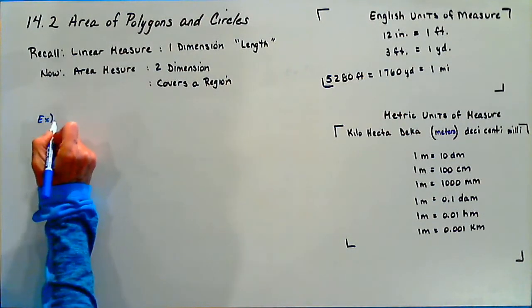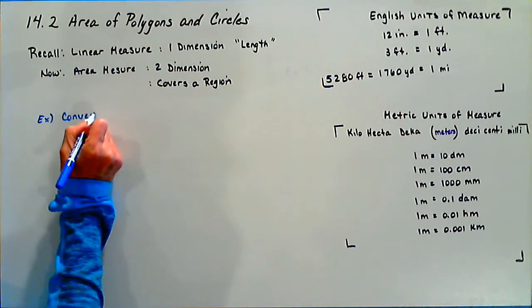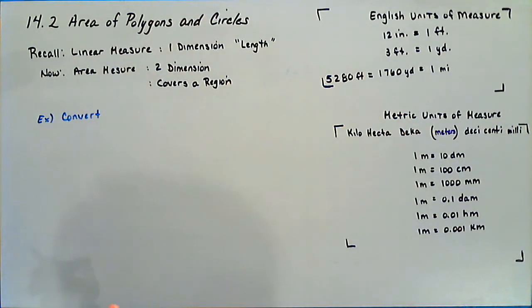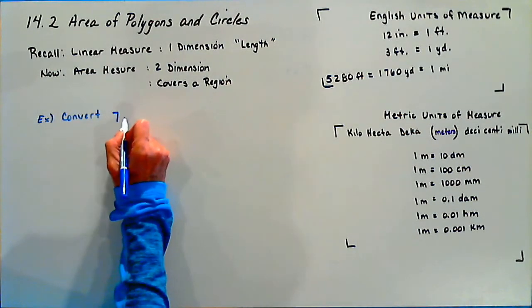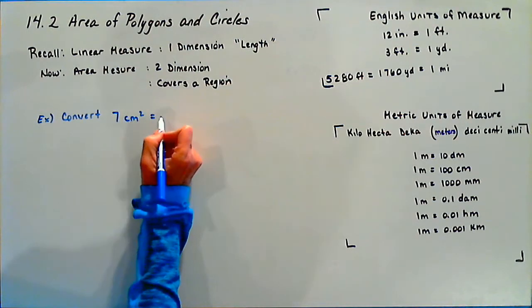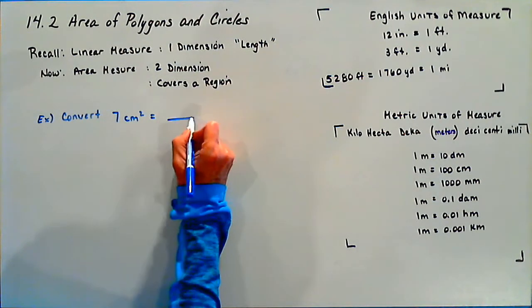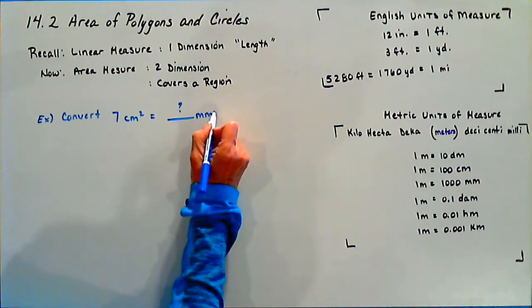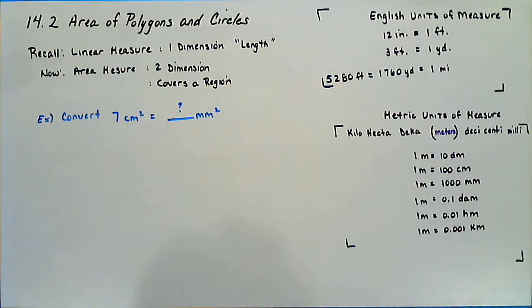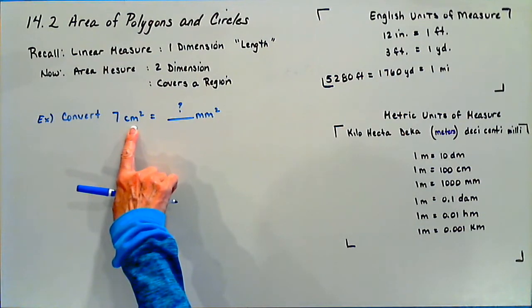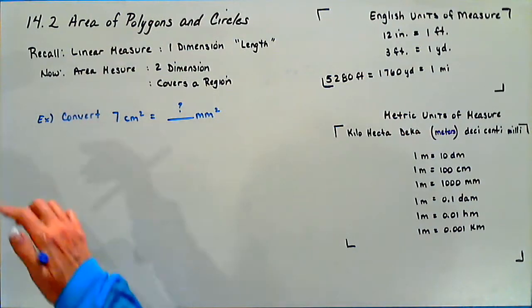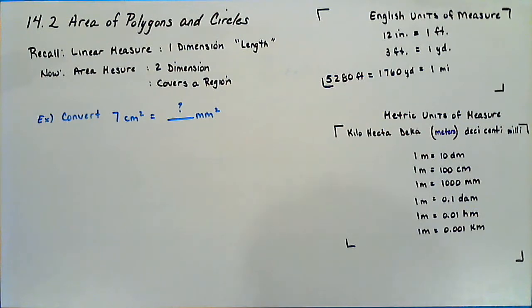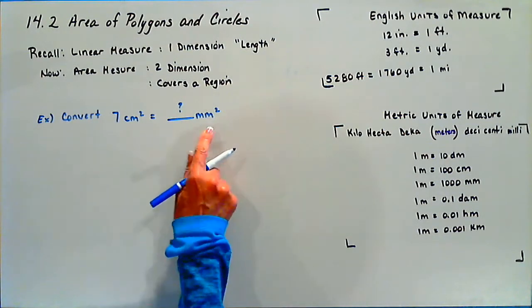So let's say I asked you to convert, how about, let's do this one, 7 centimeters squared, but let's change it to millimeters squared. And of course we have to be talking about the same type of environment. So if I'm talking about area, it's going to convert to area. I cannot take area and convert it to linear. All right? So this time I'm going from centimeters to millimeters.